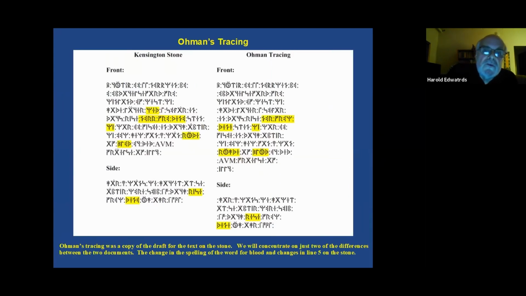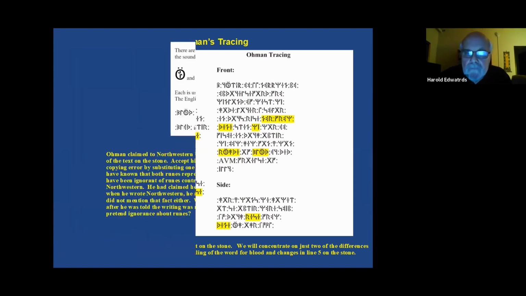Okay, let's move to this tracing again. Now, the thing you would note about the tracing is the Kensington Stone has added a word to the text. There's been a spelling change in this line, and there's been some minor spelling change, but there's been a major spelling change in the word blood, and I want to look at that first.